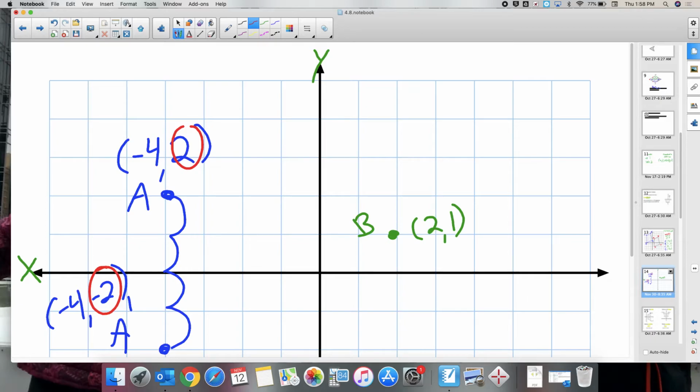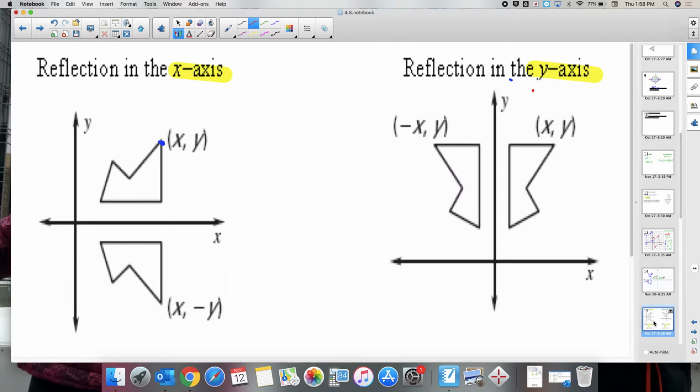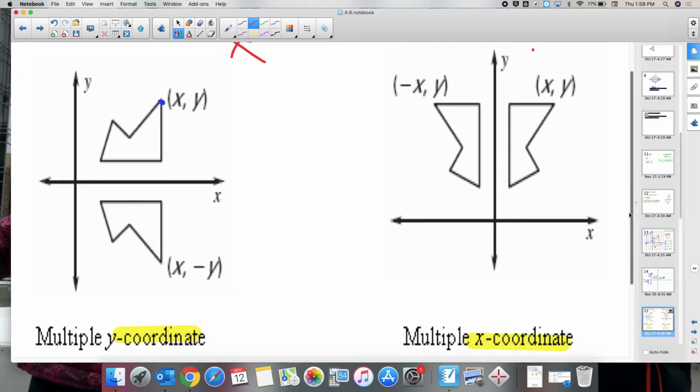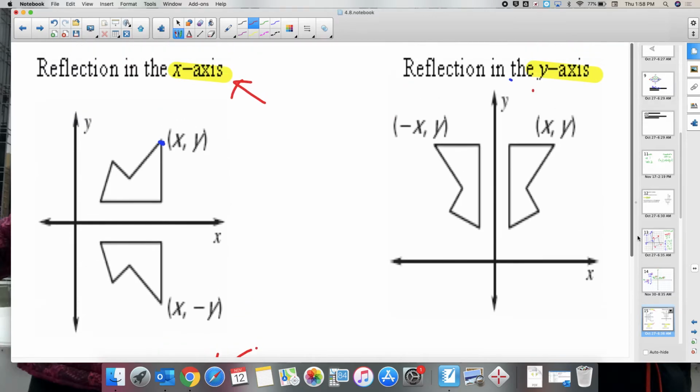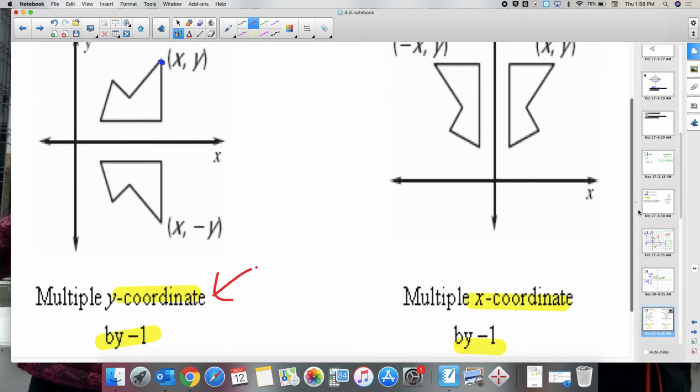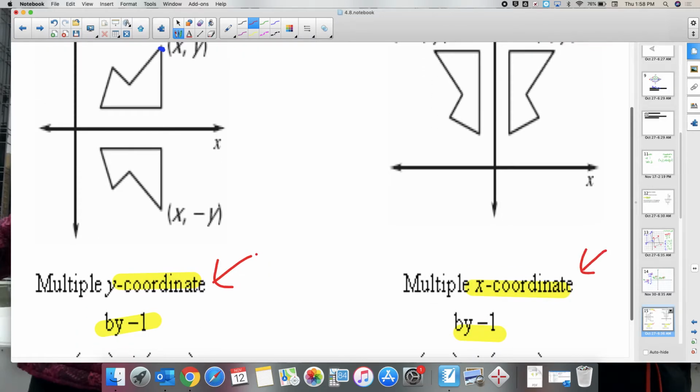If you wanted to instead go over the y-axis, we're 2 to the right, we're going to end up 2 to the left at (-2, 1). The only thing that changes for flipping or reflecting over the y-axis is the sign of your x value. And that's what our coordinate notation is going to say. To go over the x-axis, we multiply our y-coordinate by -1. To go over the y-axis, you multiply your x-coordinate by -1.